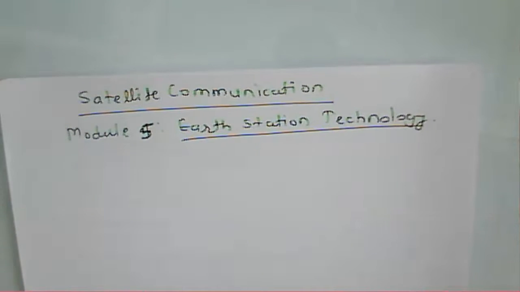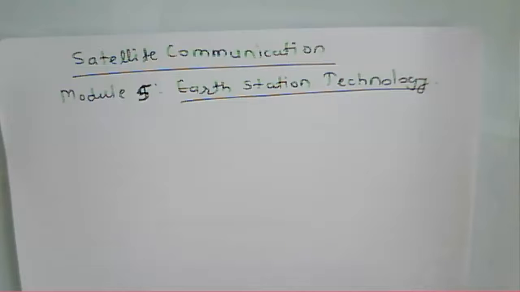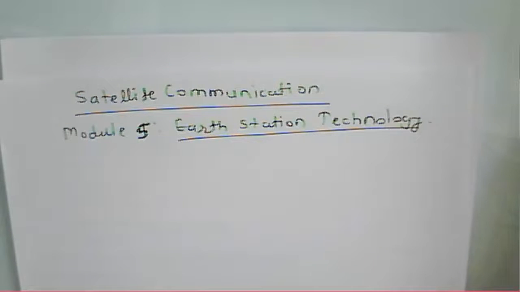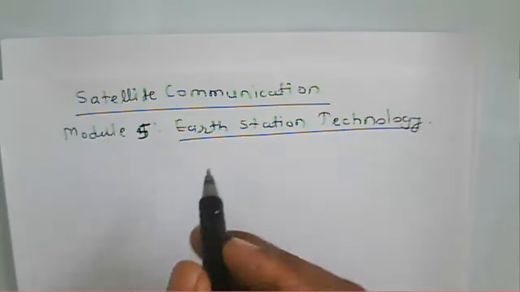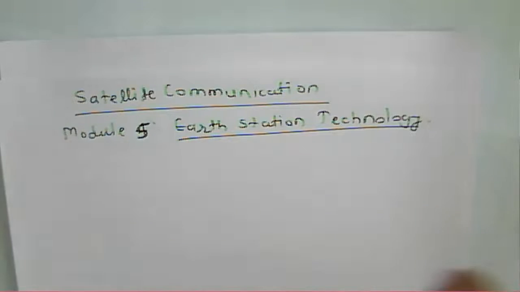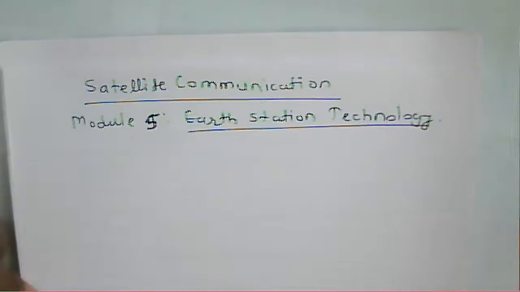So today we start a new module 5, Earth Station Technology. In this module we will learn what the various transmitters and receivers for the Earth station are, everything related to the Earth station, transmitters and receivers at the Earth station, and what the various antennas are that we use for those Earth stations, and what the various tracking systems required for this Earth station are.